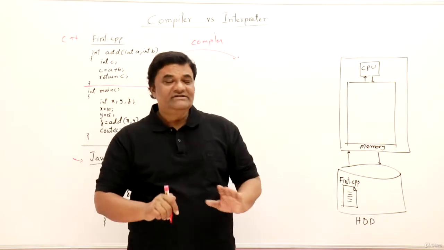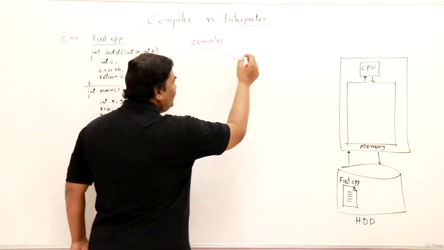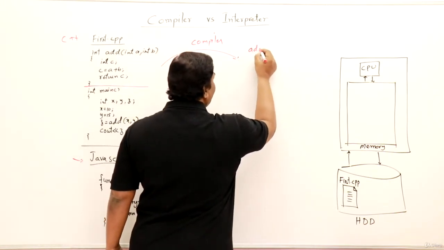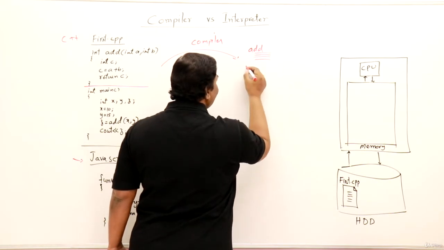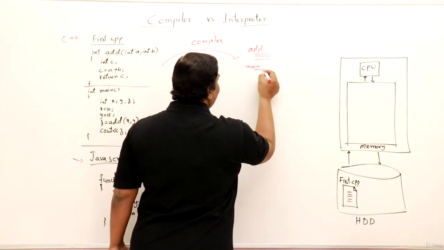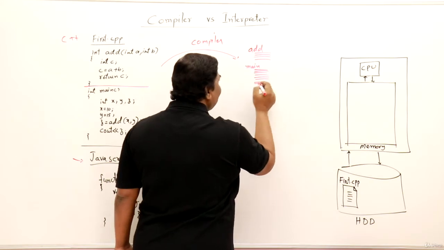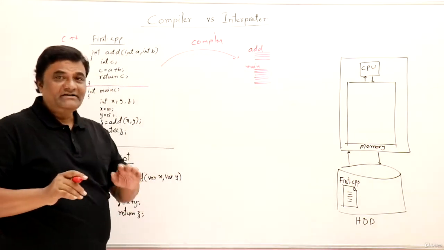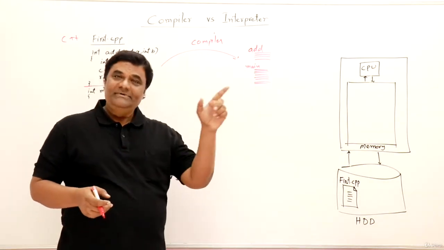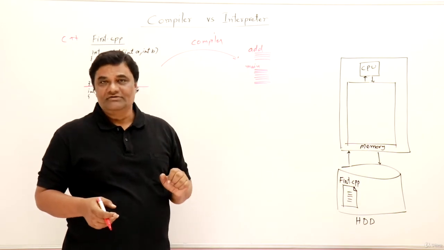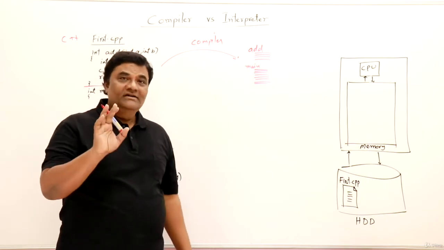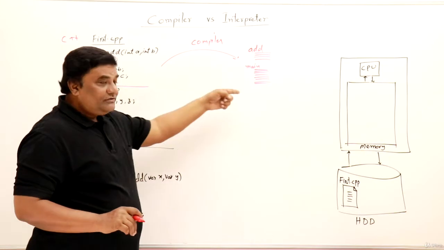So when the machine code is generated, it will generate two different pieces, that is machine code for the add function and the machine code for the main function. The only thing you have to understand here is that if you break the program into pieces, then the pieces will be generated in machine code also. That is important.